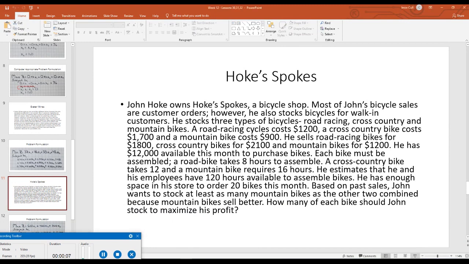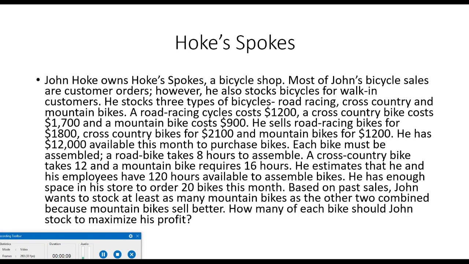In this session, we'll be covering the homework question from the last session. This is Hoke's Spokes. John Hoke owns Hoke's Spokes, a bicycle shop. Most of John's bicycle sales are customer orders. However, he also stocks bicycles for walk-in customers. He stocks 3 types of bicycles: road racing, cross-country, and mountain bikes.